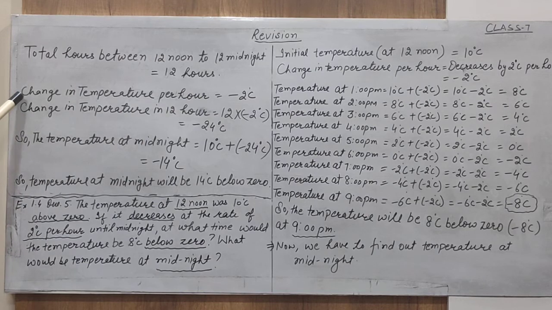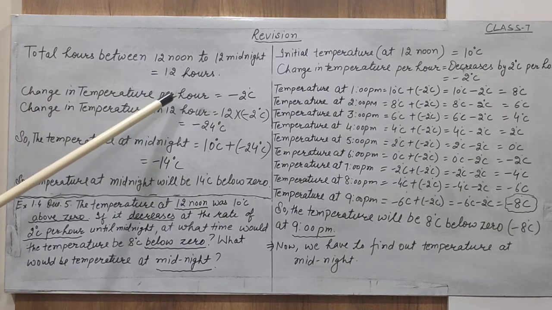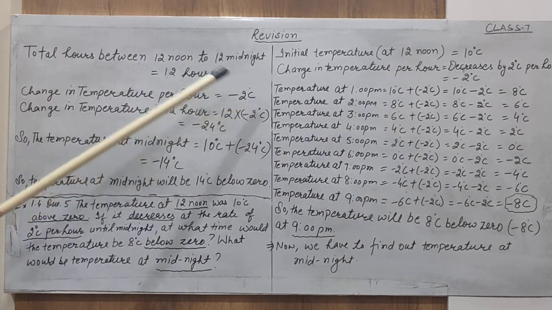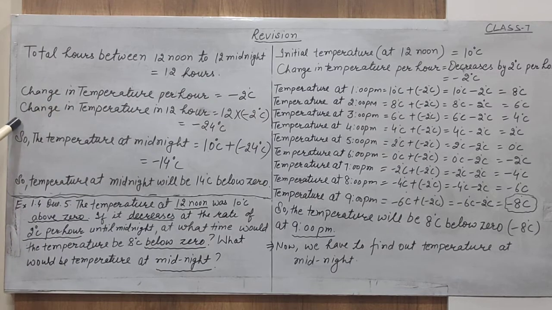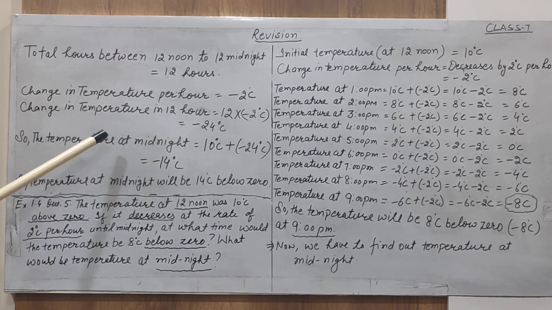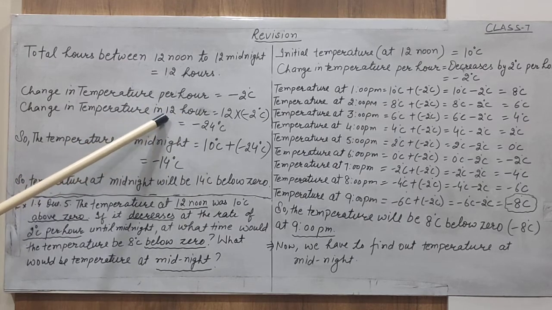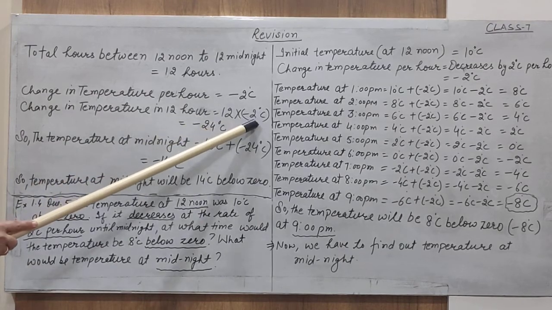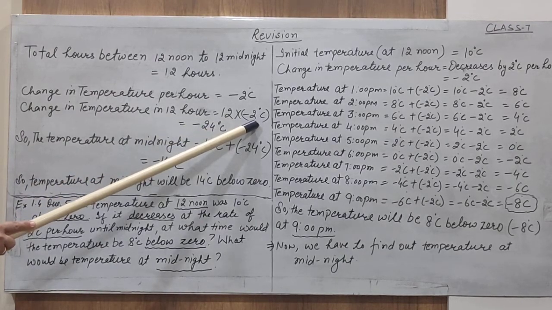Okay, so the change in temperature per hour is minus 2 degree Celsius. Then, change in temperature in 12 hours. 12 ghante mein kitna change ho jayega temperature mein? We have to multiply 12 with minus 2 degree Celsius.